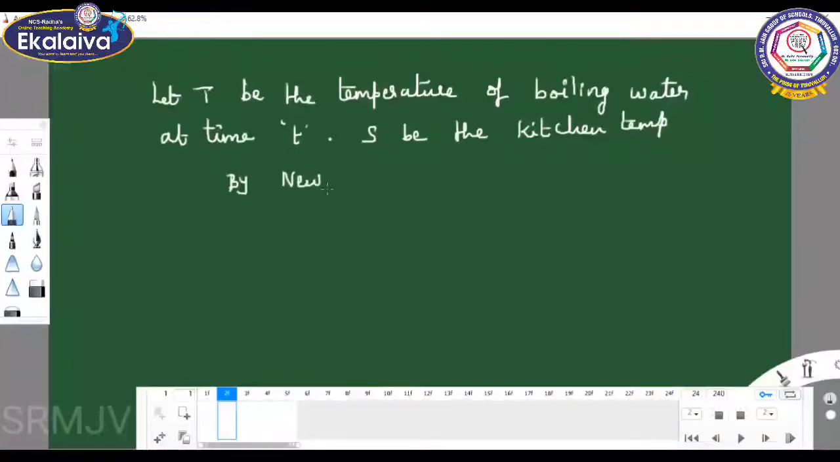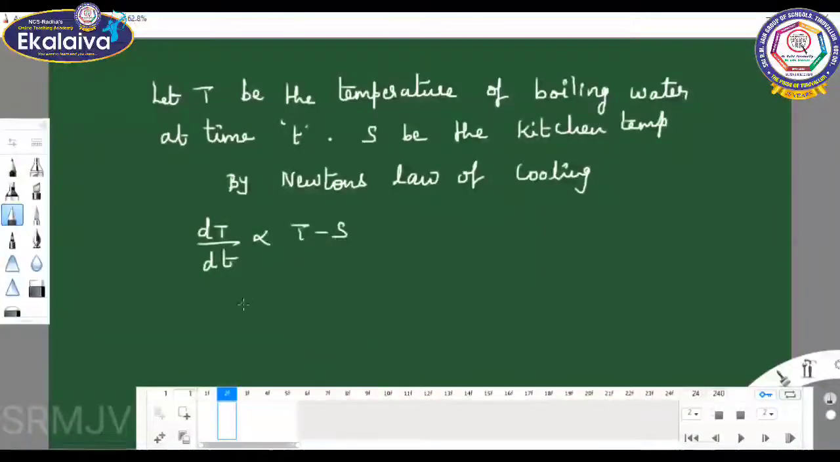By Newton's law of cooling. What is the definition? The rate of change of temperature with respect to time is directly proportional to the temperature minus the room temperature. Removing the proportionality sign, we include k: dT/dt equal to k into (T minus S). By the variable separable method, dT by (T minus S) equal to k dt.